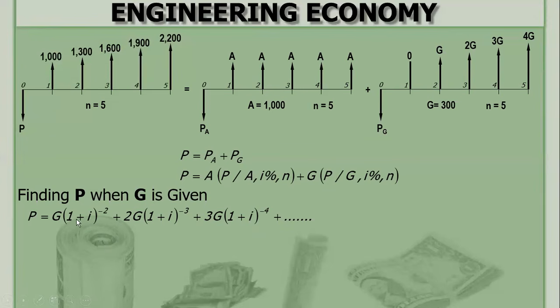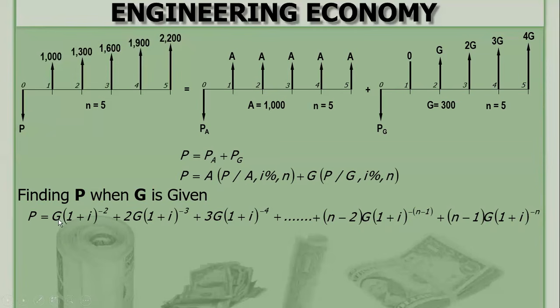Now, we can see from these terms that if the exponent is 4, the coefficient of G is 3. If the exponent is 3, the coefficient of G is 2. Therefore, if our exponent is N, then the coefficient is N minus 1. So these are our last two terms. If the exponent is N, the coefficient is N minus 1. And then it decreases by 1. N minus 1, then N minus 2, and so on.